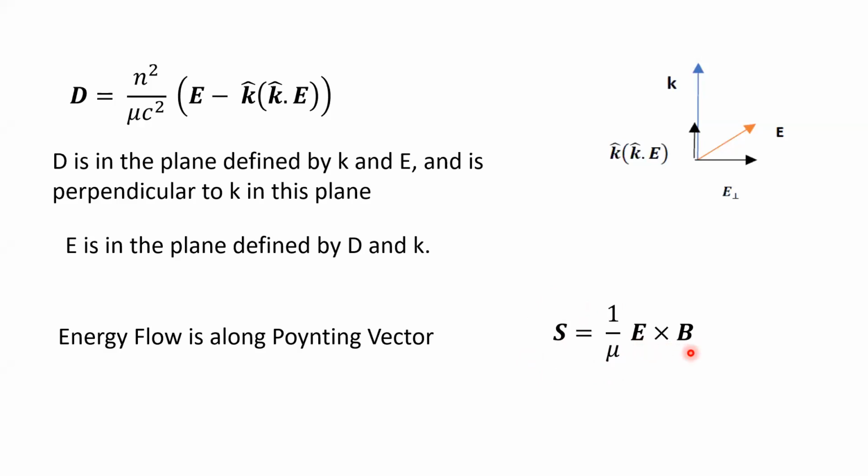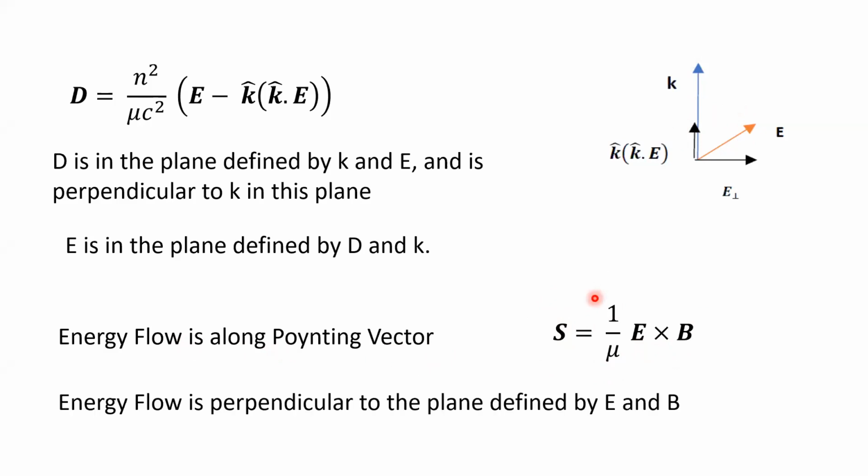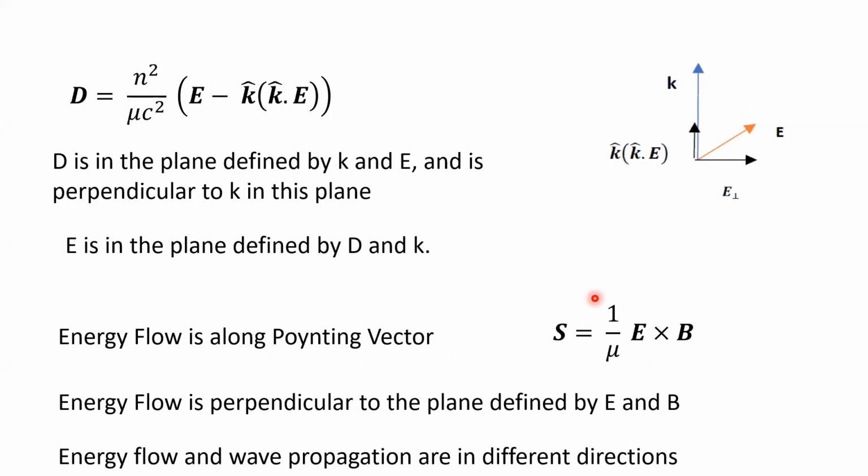Notice that K is not perpendicular to E, but S, along which the energy flows, is perpendicular to E. So obviously S and K would not be in the same direction. That is again an important thing. Energy flow and wave propagation are in different directions. Energy flow is perpendicular to E and B.